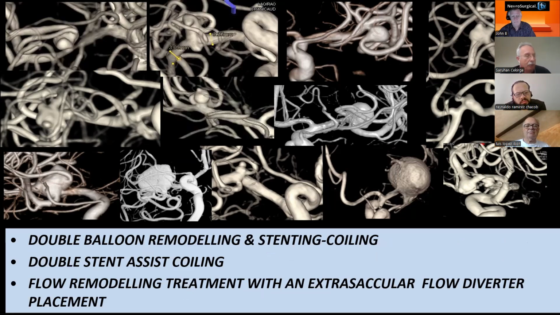However, with the advances in endovascular approaches, many techniques were developed for these aneurysms. Some of them by us, some by somebody else. So these aneurysms can be treated with double balloon remodeling and stenting or coiling, or double stent assist coiling, or flow remodeling treatment with an extrasaccular flow diverter placement, which I'm going to focus on more.